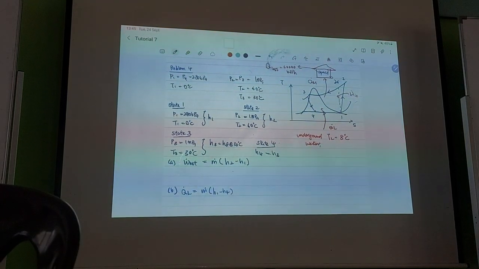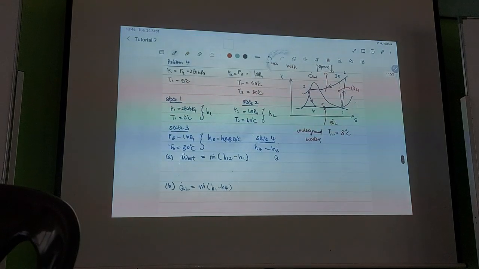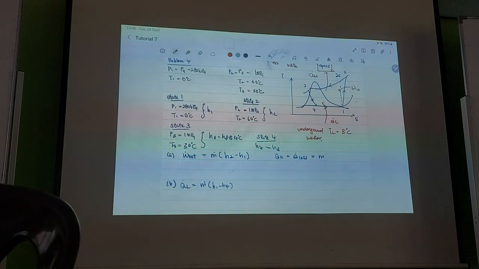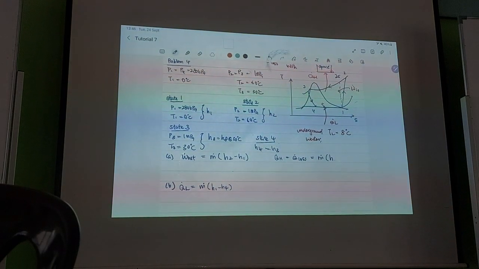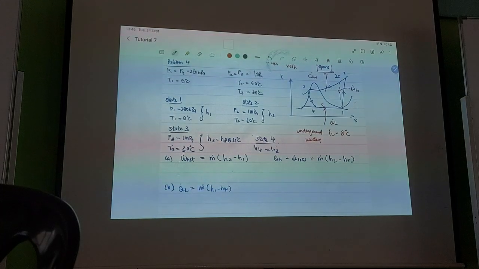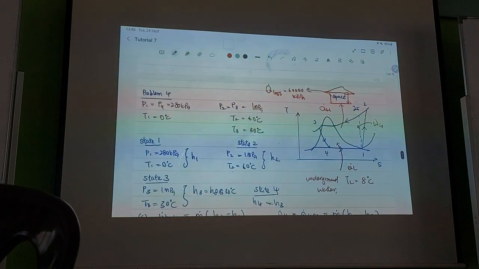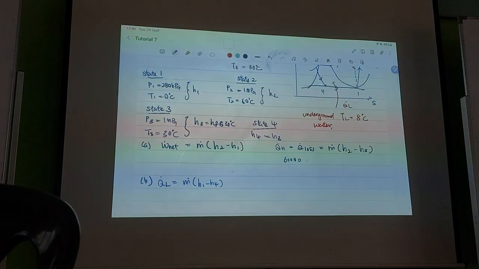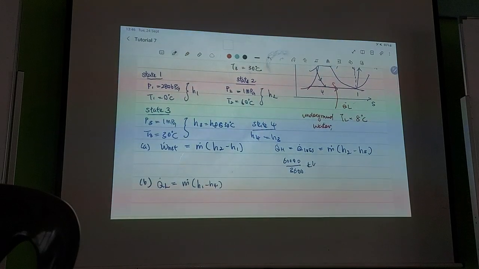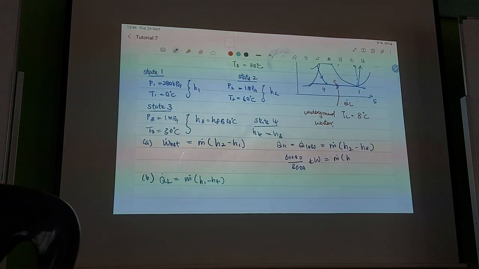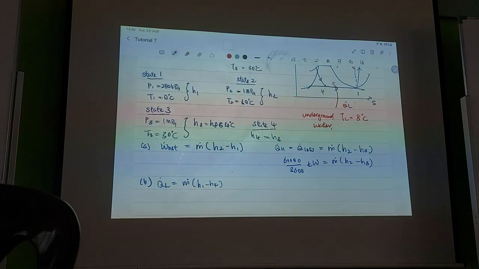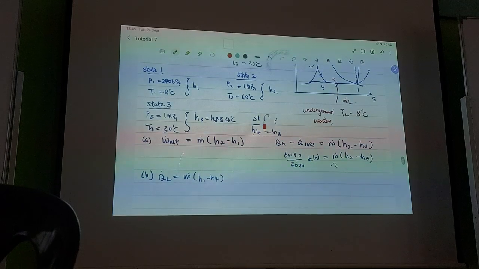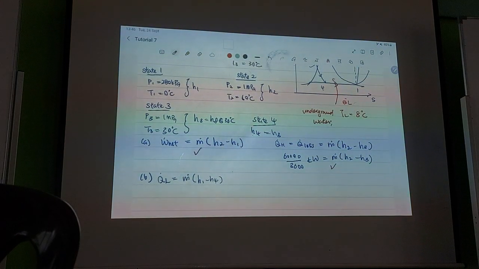Okay, so here we know that QH is equal to Q loss, which means this is equal to m dot times H2 minus H3. The QH value is just 60,000 kilojoule per hour, so you need to convert it to kilowatt first. Be careful of this. Then this is just H2 minus H3, so you can get the mass flow rate. Once you get the mass flow rate value, you can sub in here and get the net work in.